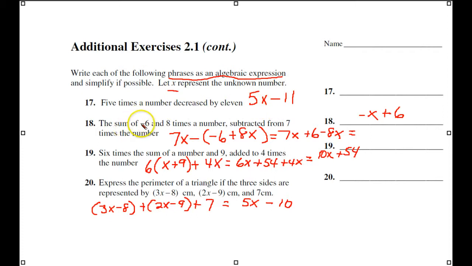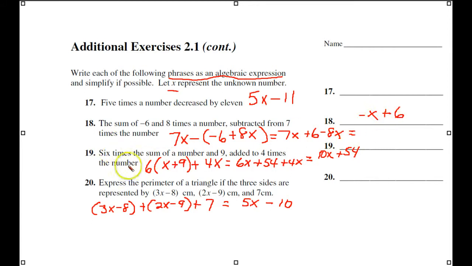Here we have the sum of two numbers. And we need to put that in parentheses. And then that's going to be subtracted from 7 times the number right there. So this one's a little tricky. Again, there's your sum. We put sums in parentheses. And then since we're subtracting it, we put a negative sign in front. And then this is what is subtracted from. Then we remove the parentheses, group like terms, and we end up with this.